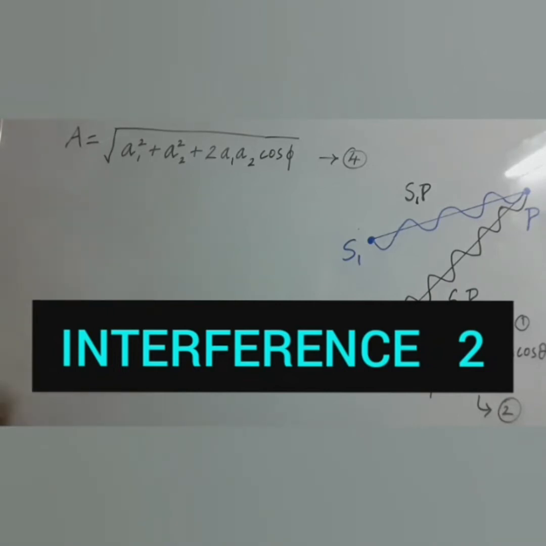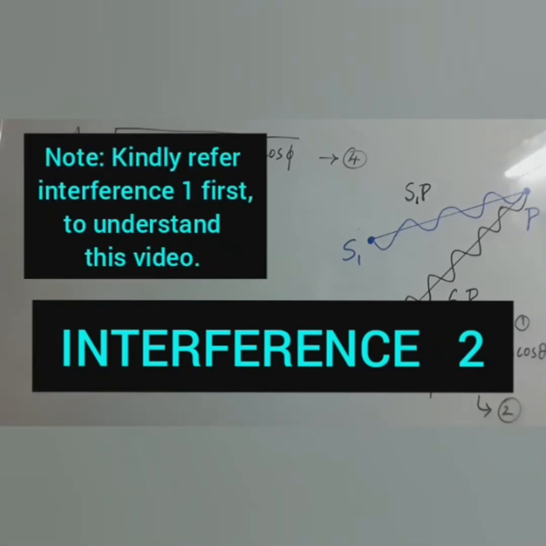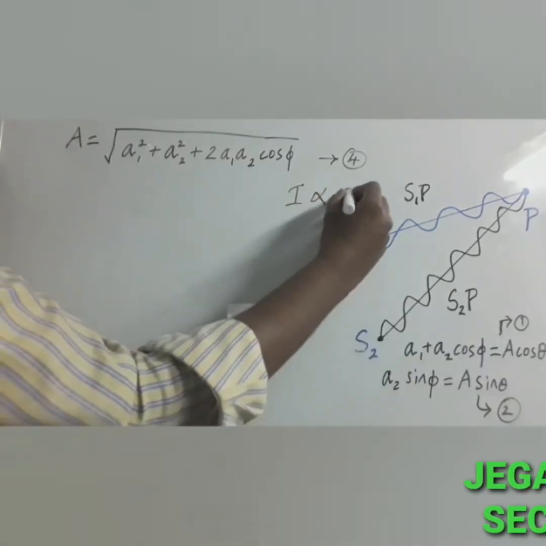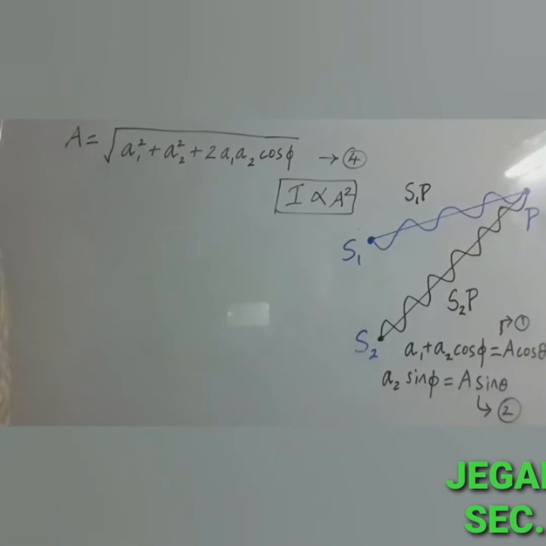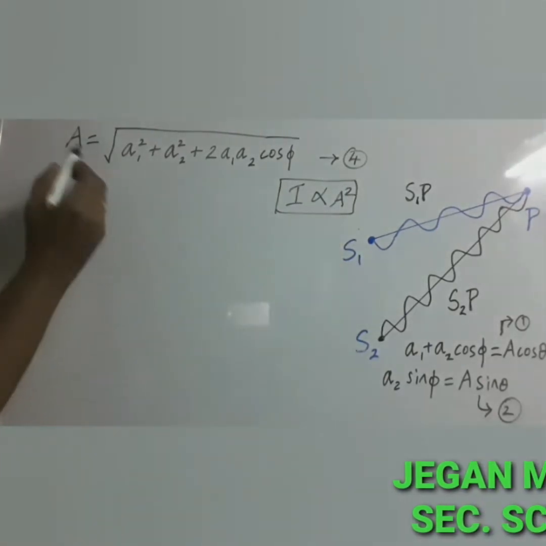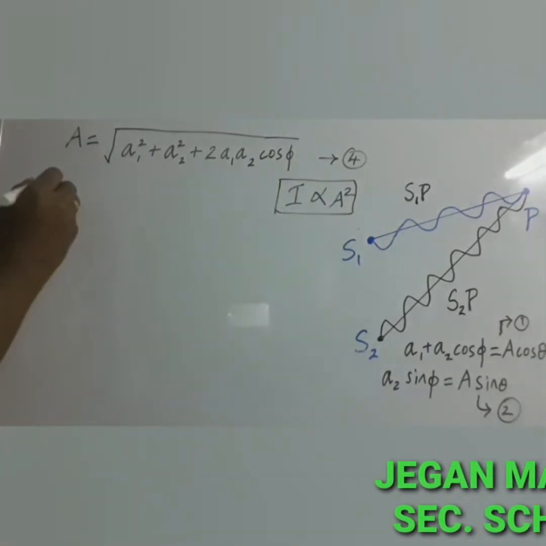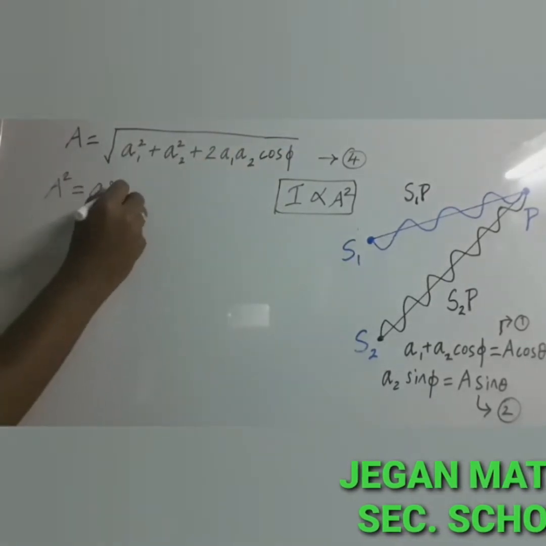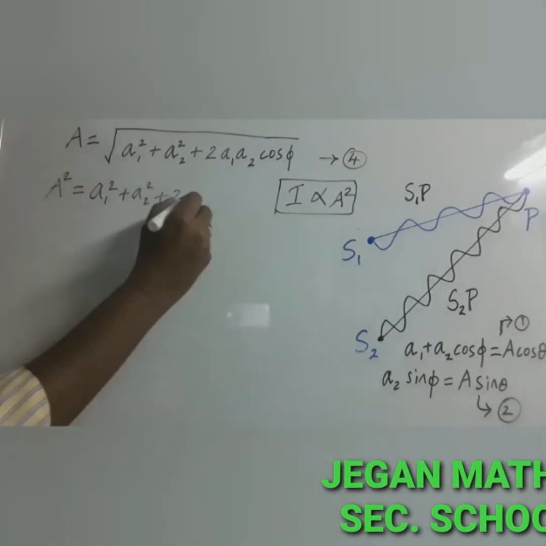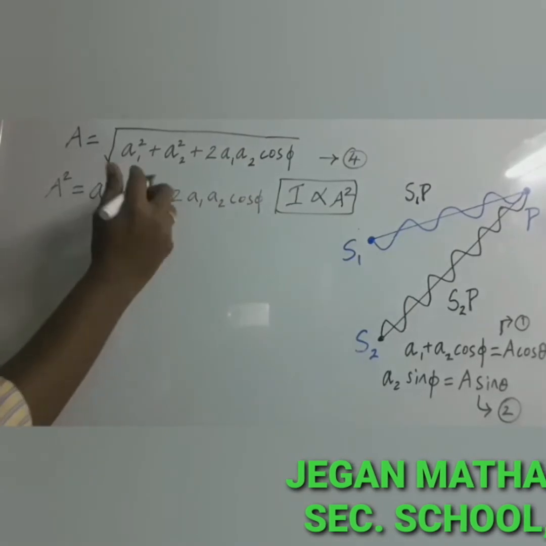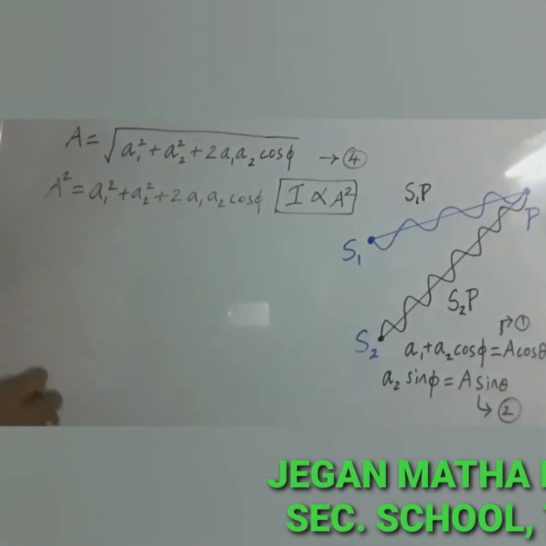Intensity of the light is proportional to the square of the amplitude. So this expression you have already learned. Intensity of the light is the square of the amplitude. So equation 4 can be written in the form of intensity. For that we need A square, so here we have to take the square. So A square is equal to, the root will be cancelled, A1 square plus A2 square plus 2 A1 A2 cos phi. I have taken the square on both sides of the fourth equation.